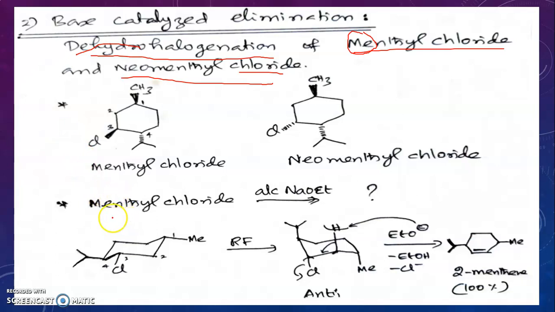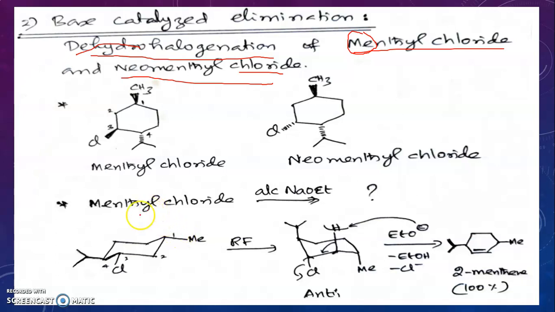Now, in menthyl chloride, if I carry out elimination, what will happen? First, I will draw the menthyl chloride in chair conformation. In the chair conformation, the methyl group and isopropyl group are present in 1,4 positions, and they are 1,4 trans. It means both the groups should be axial or both the groups should be equatorial. Since the isopropyl group is a large group, it prefers the equatorial position. Therefore, the methyl group should also be placed equatorial, and this is the most stable conformation.